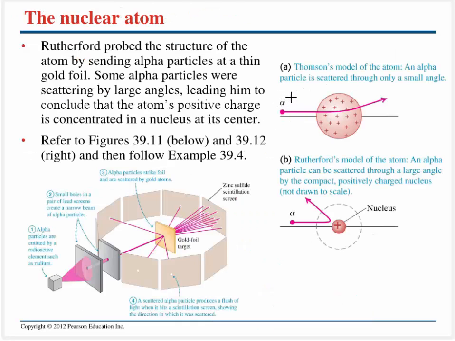So what that meant is that Thomson's model was wrong. Thomson's model only allows an alpha particle to be scattered through a teeny tiny angle. Remember, this guy is positively charged, and here we have the positively charged plum pudding with some negatively charged electrons through there. There is no way for this positively charged alpha particle to be reflected backwards. It's only going to be deviated by a small angle because opposite charges attract, and there's some negative charges in there, and so everything's going to balance out.